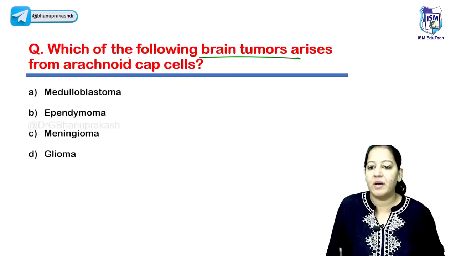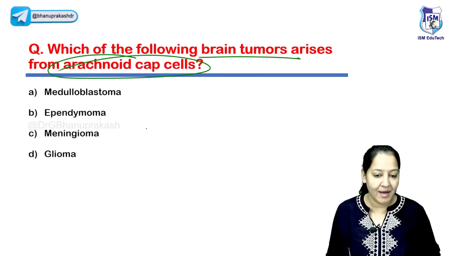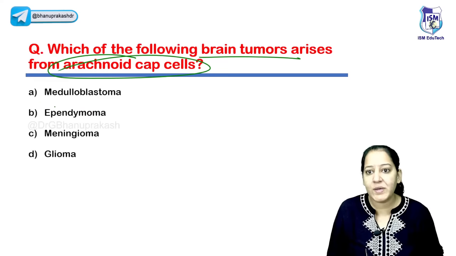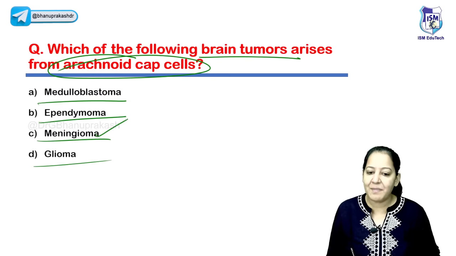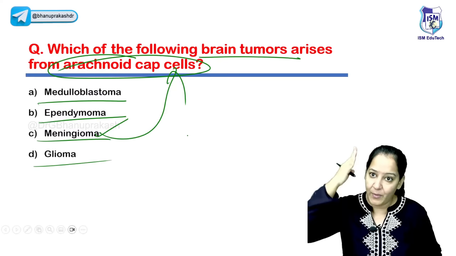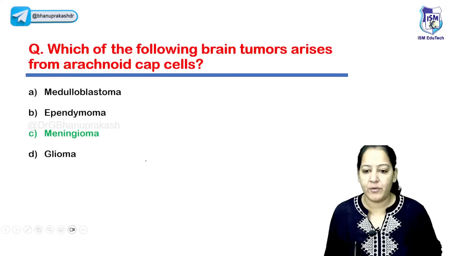Which of the following brain tumors arises from arachnoid cells? Very easy question. What is arachnoid? Is it medulloblastoma, ependymoma, meningioma or glioma? Obviously, it's meningioma. It is one of the meninges: pia mater, arachnoid and dura mater. So the meningioma arises from arachnoid cap cells.